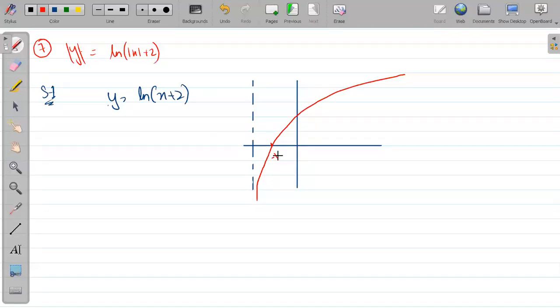So this is -1, 0. If you put -1, ln 1 you are getting 0. And this is what? If you put 0, you are getting ln 2. This is not required, right? This is the graph of this one. Now step 2 is what? Step 2 I am writing here only.